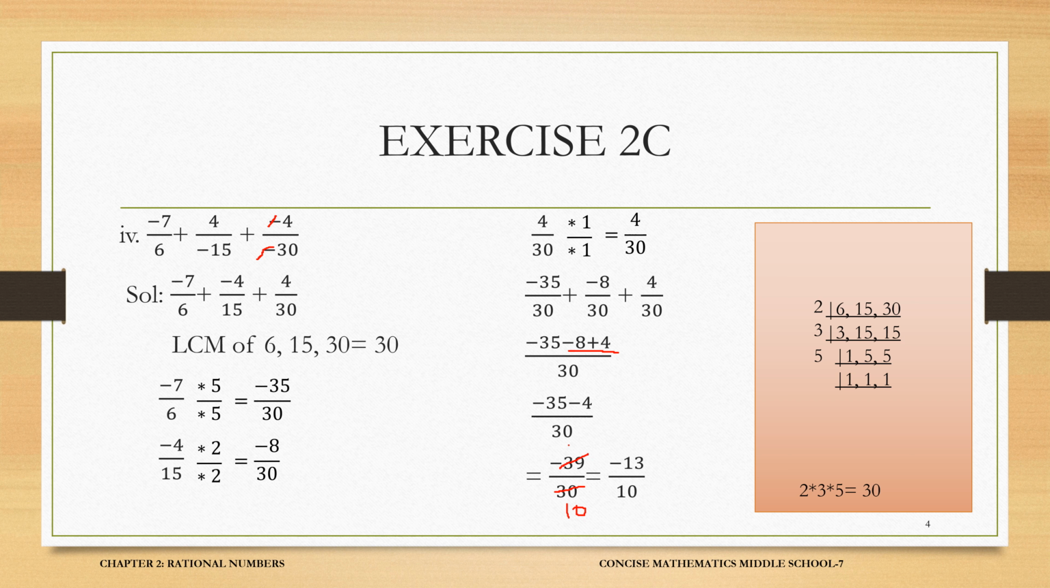3 ones are 3. 3 threes are 9. So 13 minus 19 will be, minus 13 by 10 will be the answer.